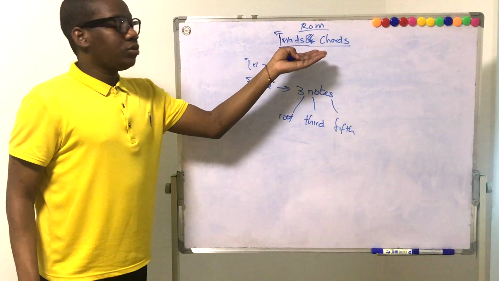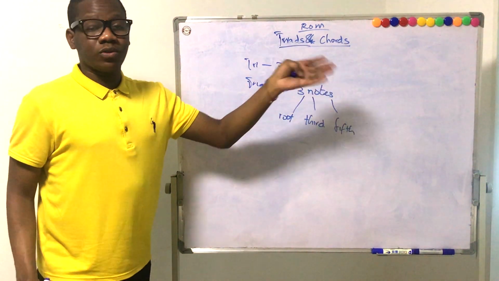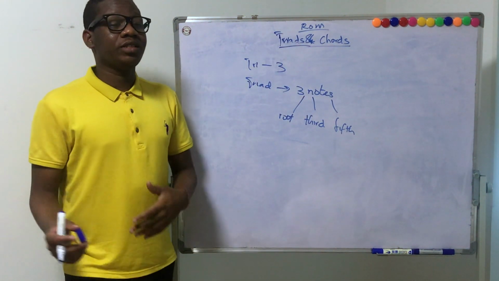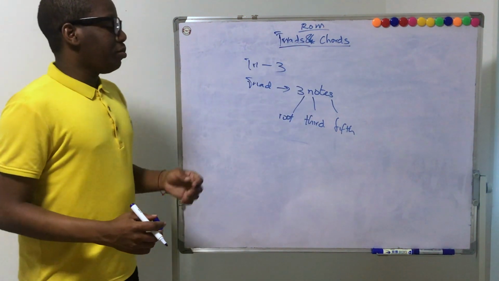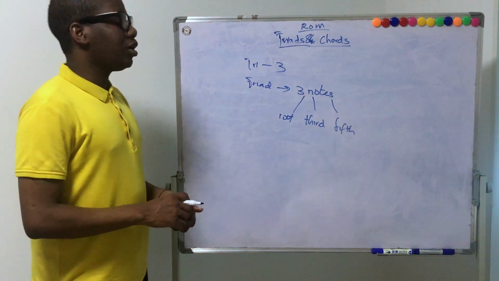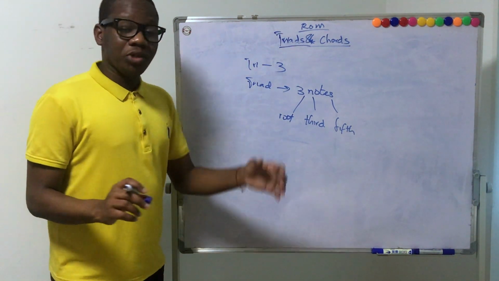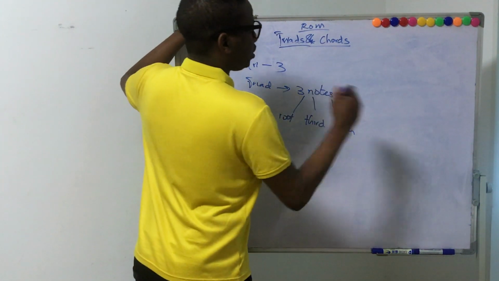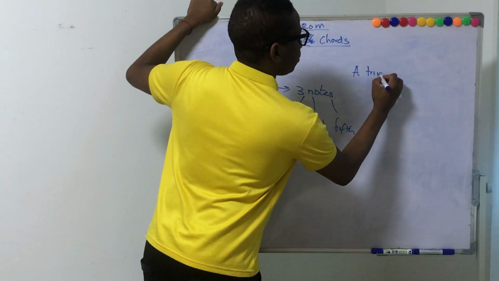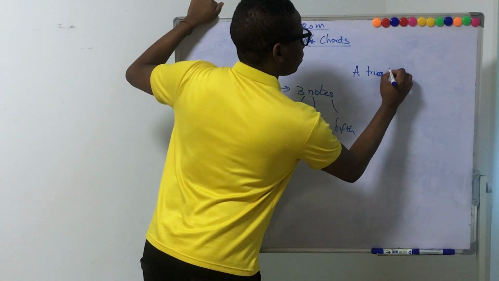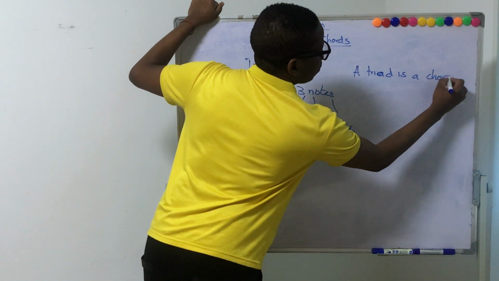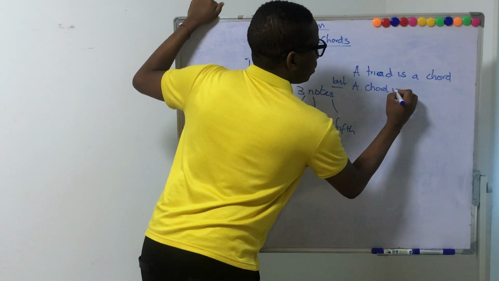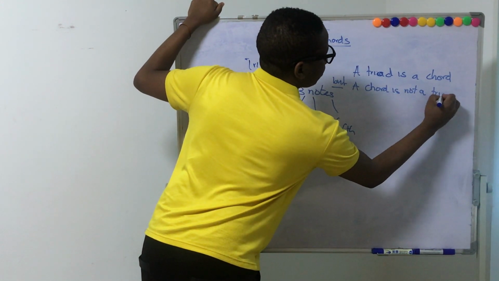Now let's see the main difference between triads and chords. You probably have heard this word before, chords, from a friend, or you even know about it. But what does a chord really mean? A chord simply is three or more notes played together. So I will say a triad is a chord, but a chord is not a triad.